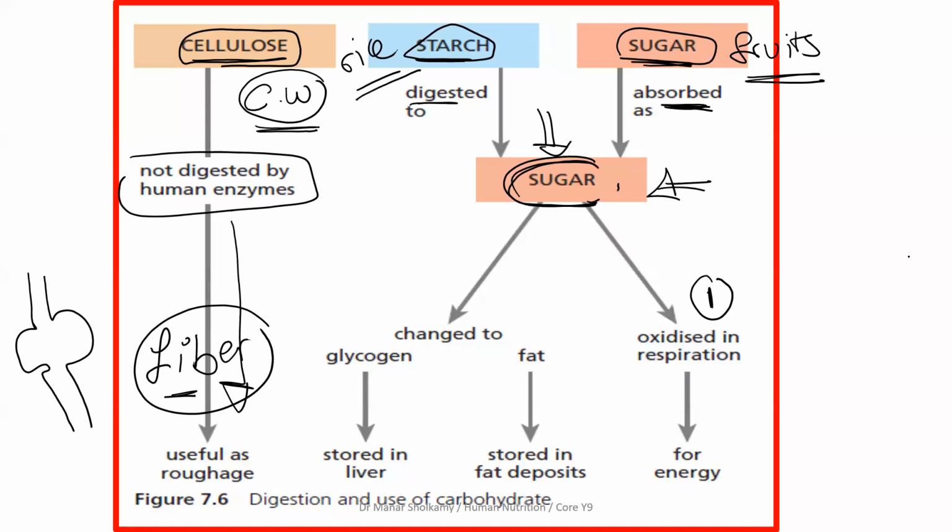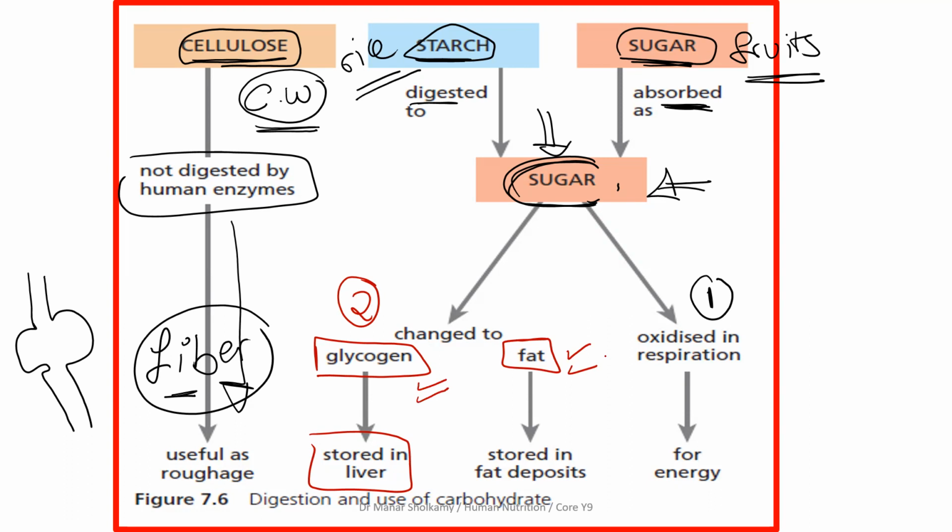What if you are eating an excess of sugar? What will happen to this sugar? It will be stored. Exactly. Unfortunately, any excess sugar will be stored in the body. Number one, it will be stored as glycogen in the liver. What if the liver has no more space? It will be stored as fat, and this will make us gain weight. So this is the fate of eating too much sugar.